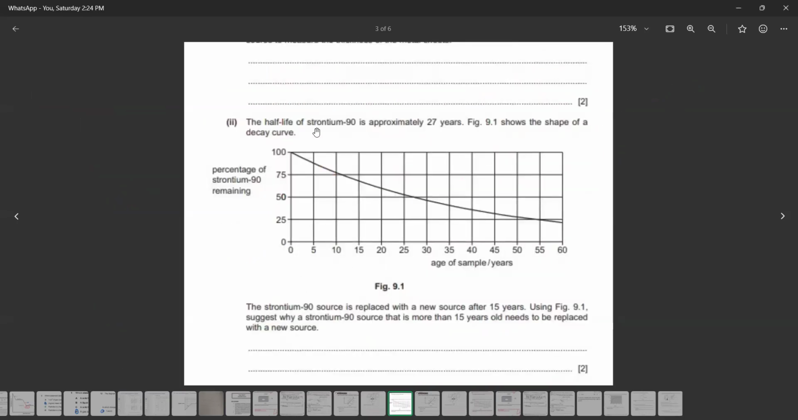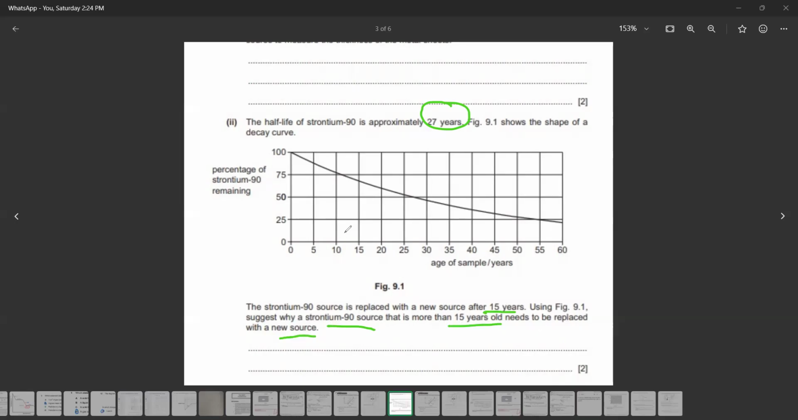The next is the half-life of strontium is approximately 27 years. It means after every 27 years, the radiation will become half of its original value. The strontium 90 is replaced with a new one after 15 years. Suggest why strontium 90 that is more than 15 years old needs to be replaced.